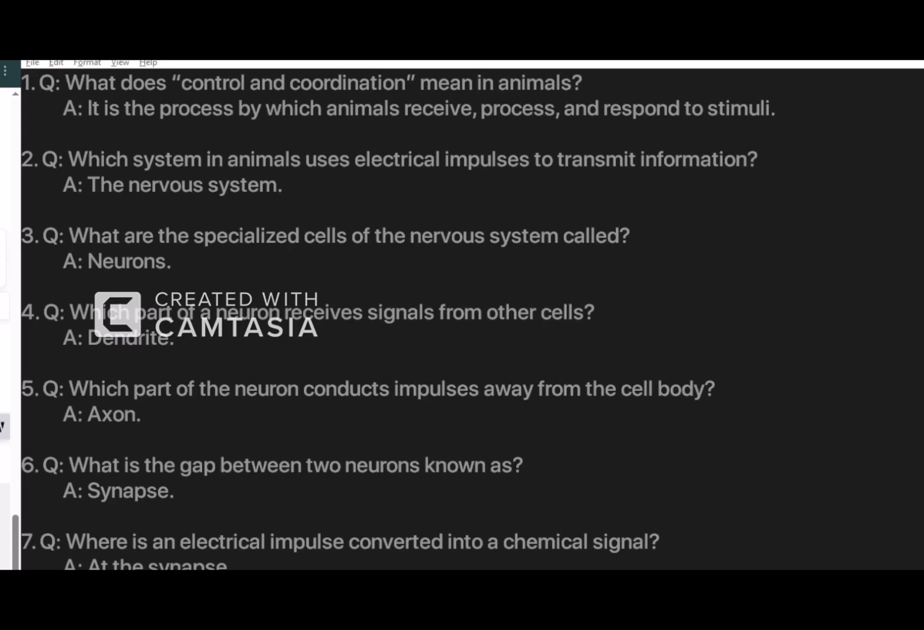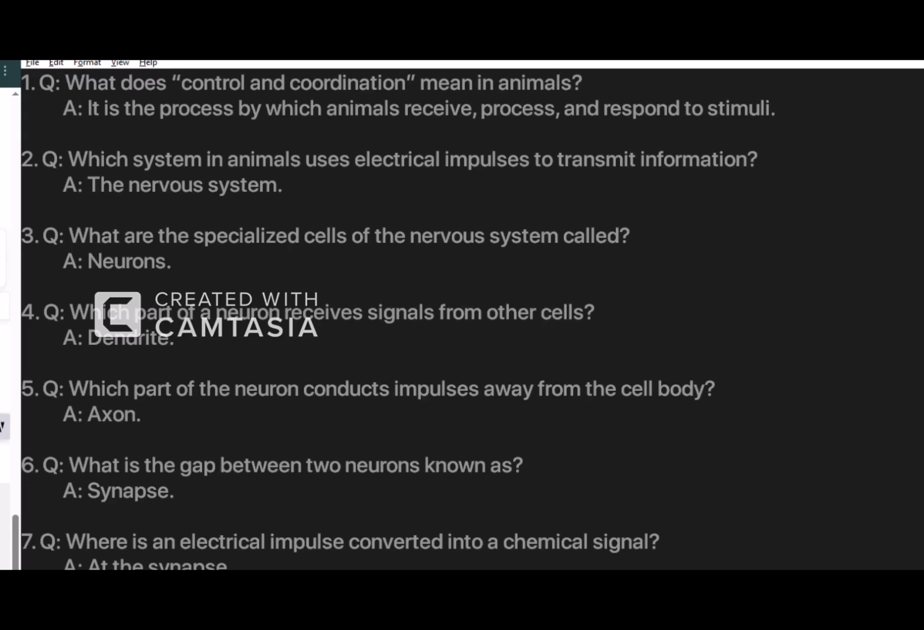1. Q. What does control and coordination mean in animals? A. It is the process by which animals receive, process, and respond to stimuli. 2. Q. Which system in animals uses electrical impulses to transmit information? A. The nervous system.